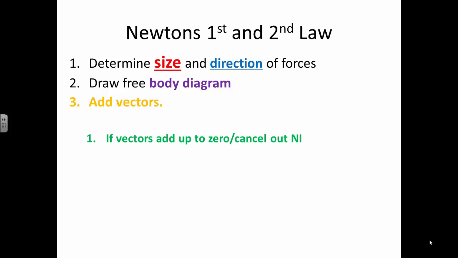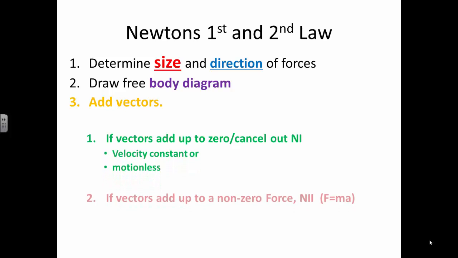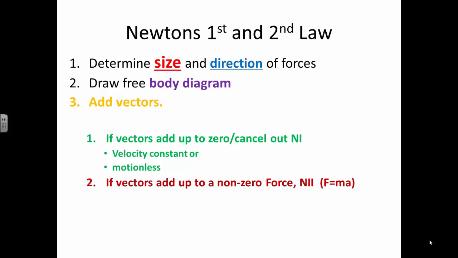If the vectors add up to 0 or they cancel out, that's a case of Newton's first law. So it will continue at a constant velocity, 0 acceleration. So the velocity is constant or it will be motionless. The second one, if the vectors add up to a non-zero force, then this is a case of Newton's second law. An unbalanced force will give an acceleration according to the equation F equals m times a. So if you know the unbalanced force and you know the mass, you apply F = ma, rearrange to make a the subject: a = F divided by m.